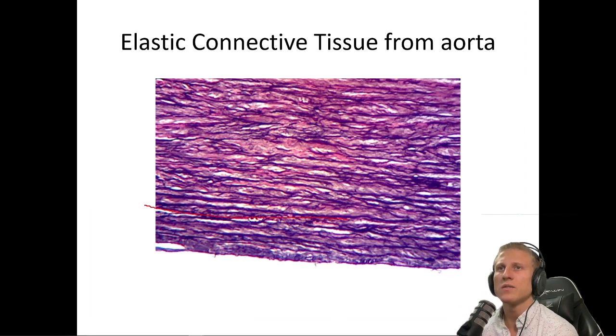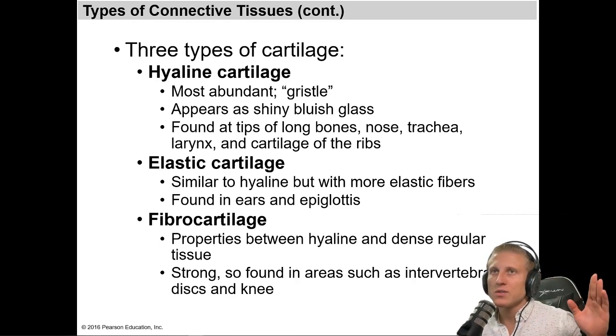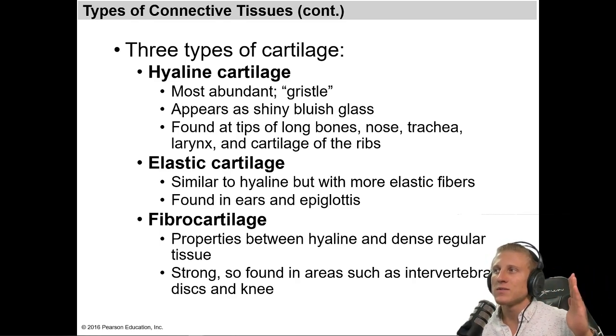Okay, this is the lining of the aorta, okay? So relatively uniform fibers, but very stretchy. Now we're going to talk about cartilage, okay? Everything thus far, I want you to categorize into fibroblasts and into connective tissue proper.